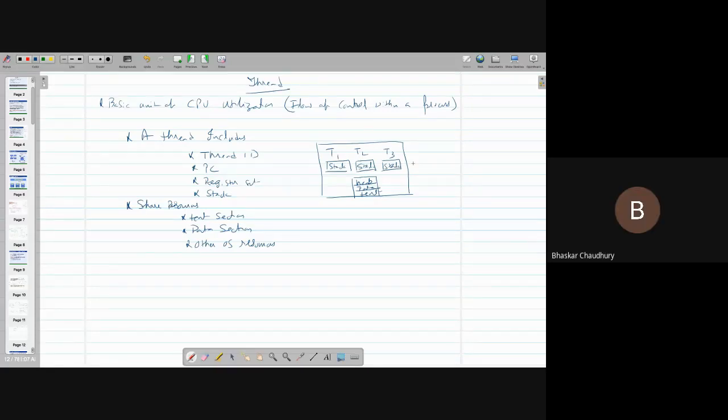So the point is that each thread has its own thread ID and its own stack. That's the most important point, and it shares some resources, like heap, text, data, and other OS resources. Now, another important point I should write: several threads share a common address space. You can see that this is a common address space. Therefore, they are actually very lightweight. You can also visualize a thread as a lightweight process.